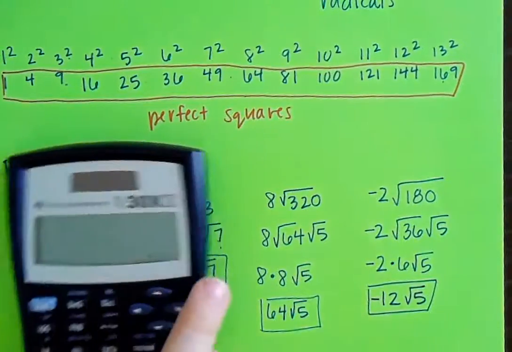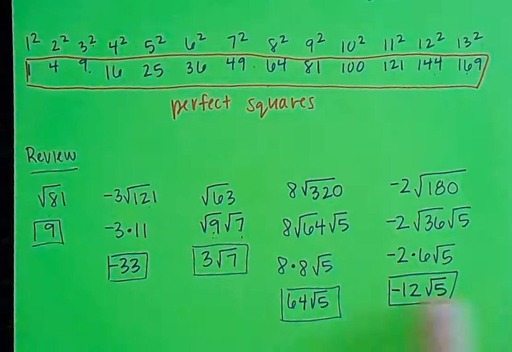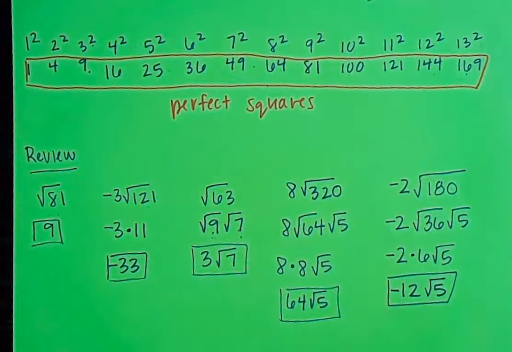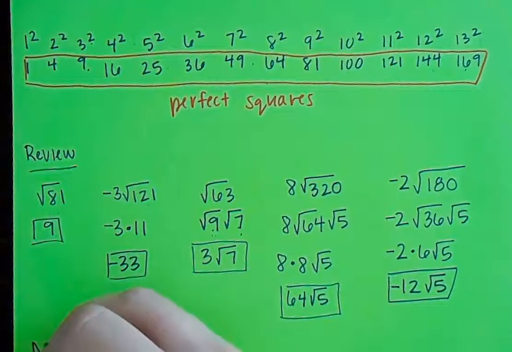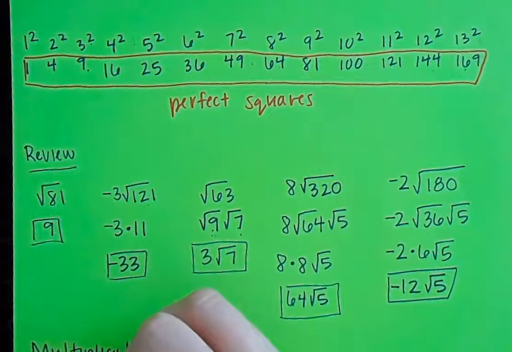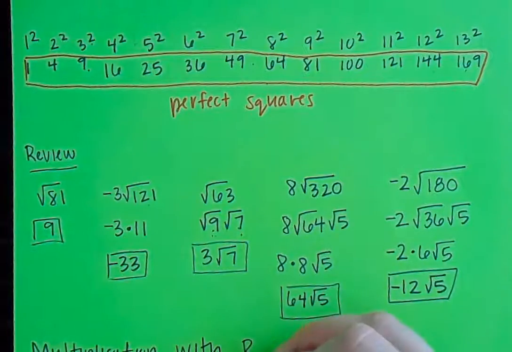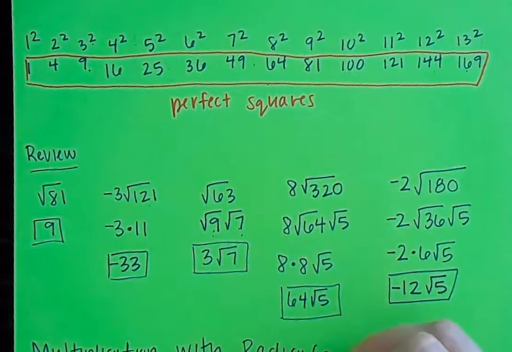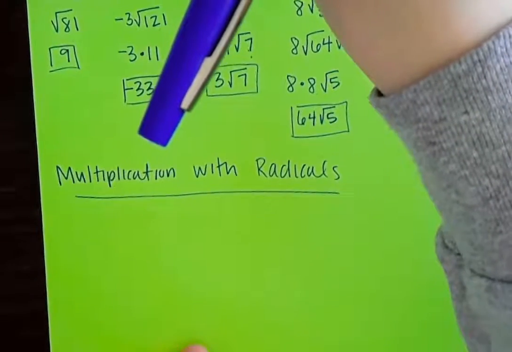Awesome. Okay, so we saw these types of problems on Monday, and we just reviewed them. And now let's just try one step further, just a little bit further, okay? Let's just see what happens. What if we had multiplication and then simplified? So multiplication with radicals. That's what these problems are. We're going to multiply with radicals.